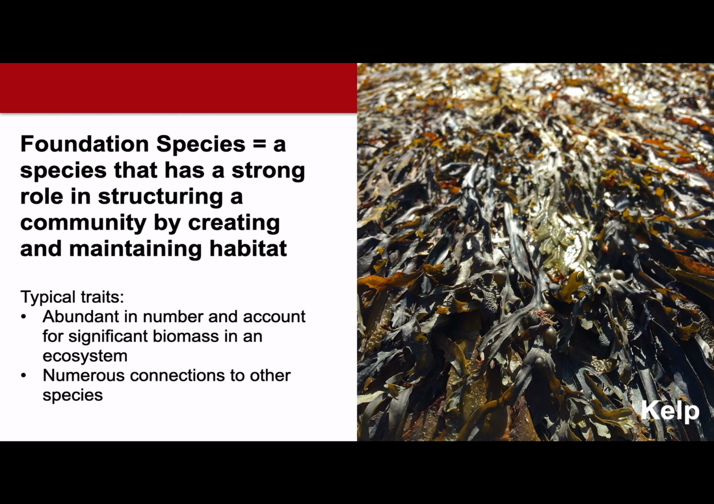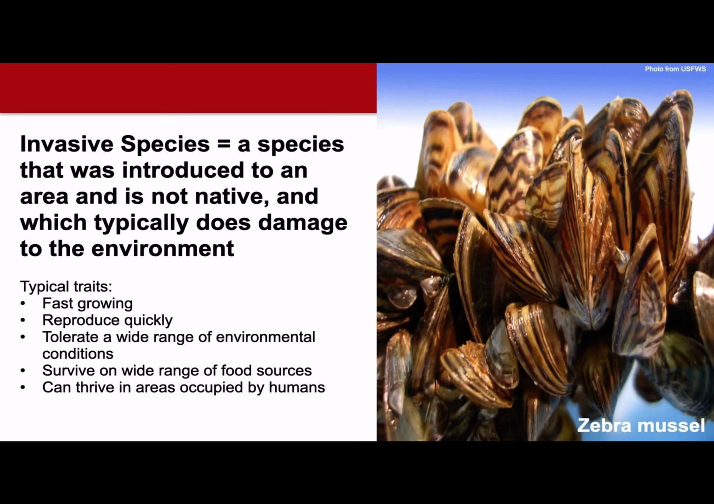An example of a foundation species is kelp, which is a large brown sea algae that lives in the ocean and is anchored to the seafloor. Kelp are photosynthetic organisms that can grow very fast. Some species can grow up to 2 feet per day. Giant kelp forests provide shelter and food for large numbers of marine species.